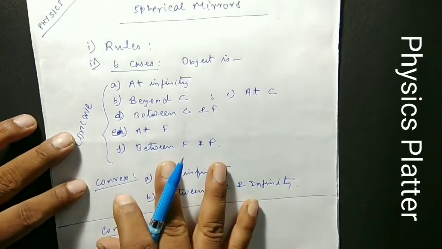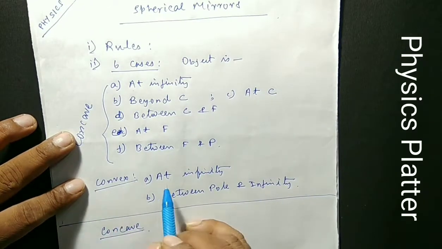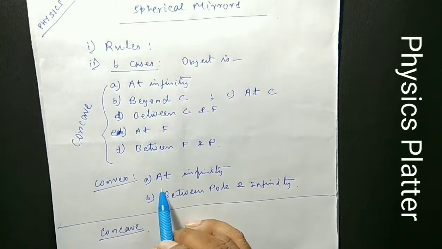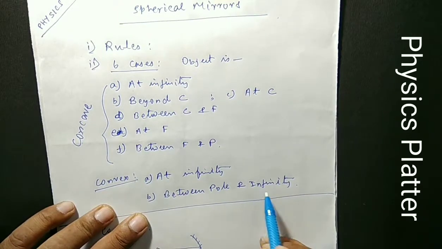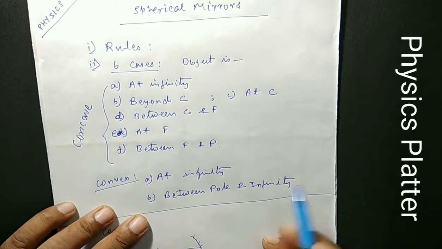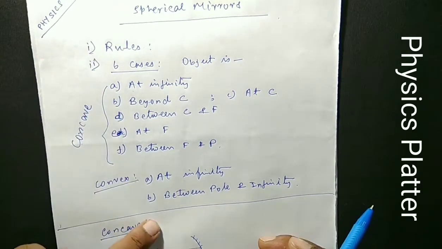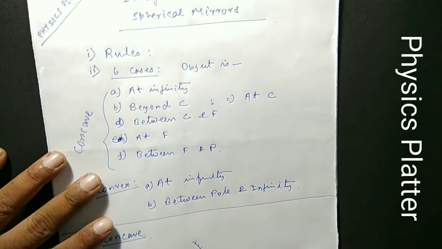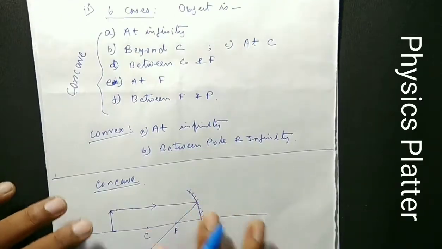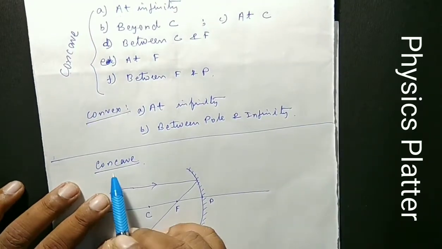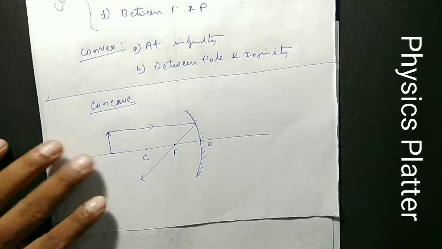And then for the convex mirror, we will discuss 2 cases where the object is at infinity and the object is between the pole and infinity. So these are the total: we will talk about the 8 cases and then the rules to draw the ray diagrams. Alright, so let's first talk about the rules of a concave mirror.